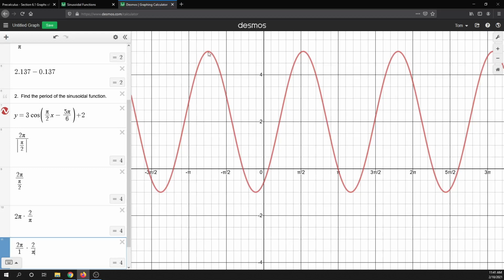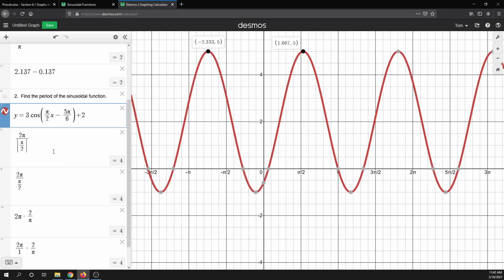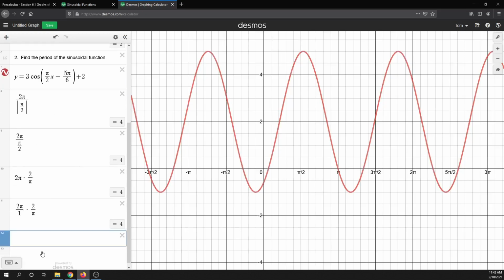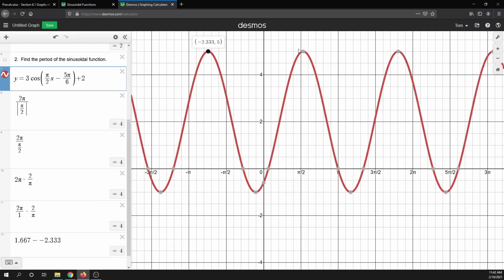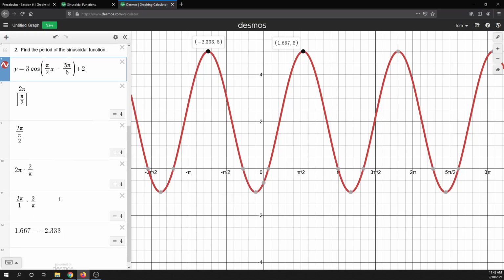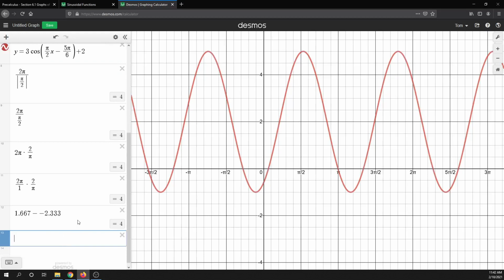If you don't have the formula, then what you're going to have to do is have some labeled points up here. This one, if I do it by the peaks, is 1.667 minus negative 2.333. And you can see that comes out to be 4 as well. So between successive peaks or successive valleys, or you can use the midline. The midline here, I believe, is 2.